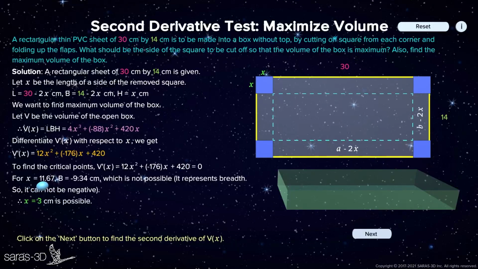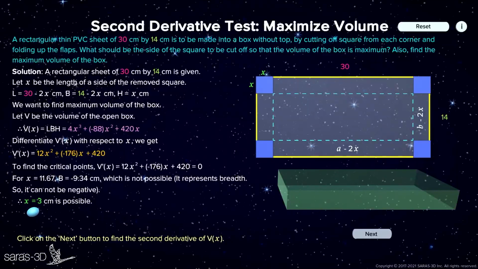But when x is equal to 11.67, if we substitute the value of x in this length and breadth, then we will see that the value of breadth will come out to be negative, right? And remember, length, breadth and height, they are measurements. So they cannot be negative. So that means the value of x equal to 11.67 is not correct. So that means x is equal to 3 centimeters is possible.